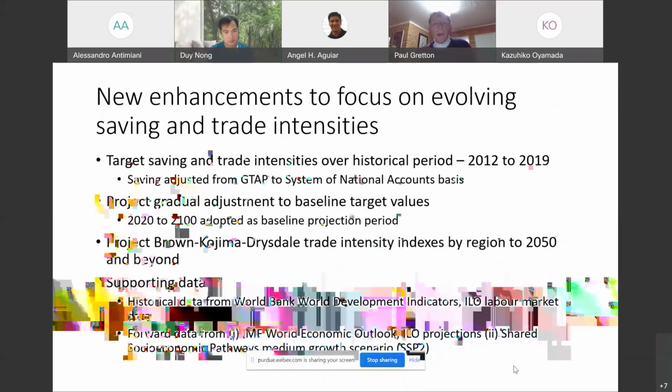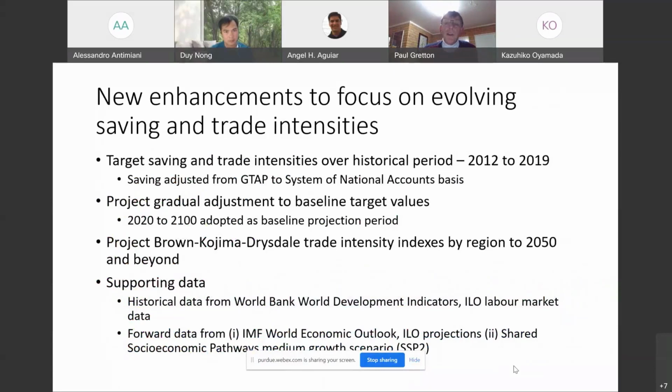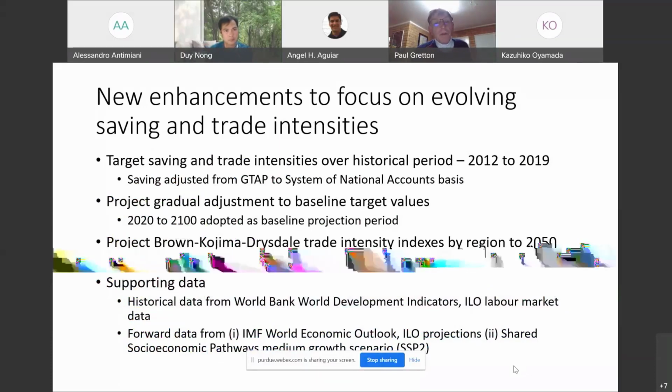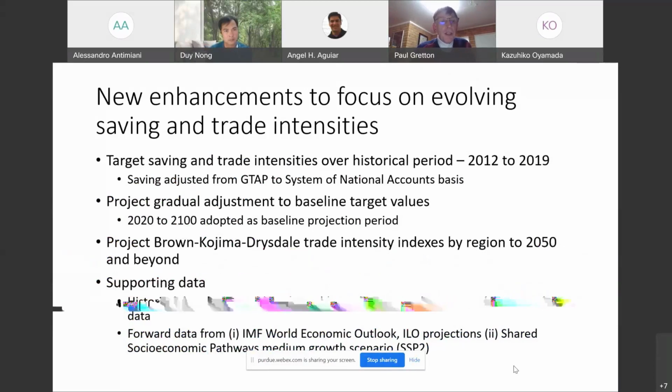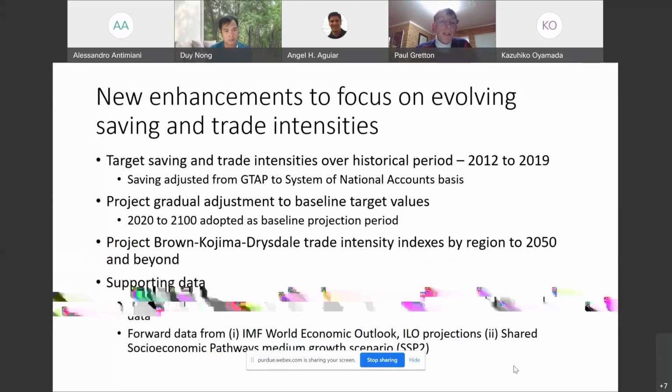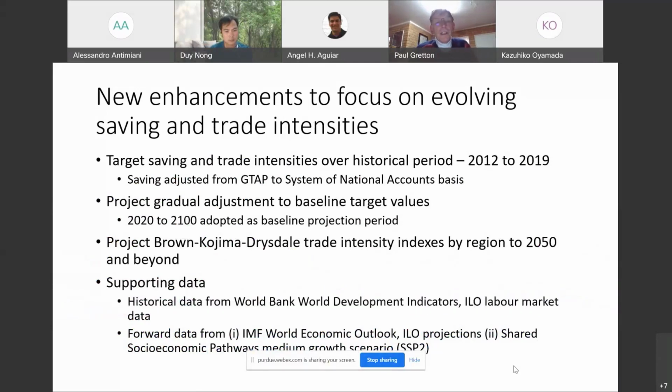So what have I done in this paper? I've got some new enhancements to focus on the evolving savings and trade intensities. Contrary to the previous paper, which took a very bottoms-up approach, this takes a top-down approach. So I'm looking at savings for each region, and trade intensities for each region. Firstly, over the historical period, 2012 to 2019. So I'm starting with a 2011 database. And then I go from 2020 to, well, 2100, but I'll be reporting to 2050, which is a forward-looking baseline.